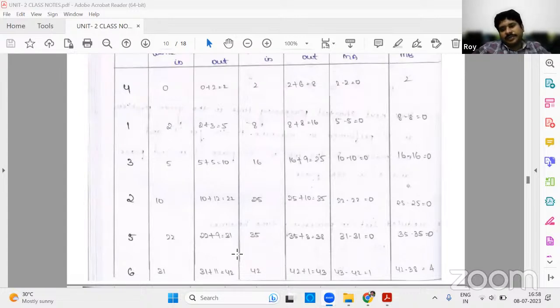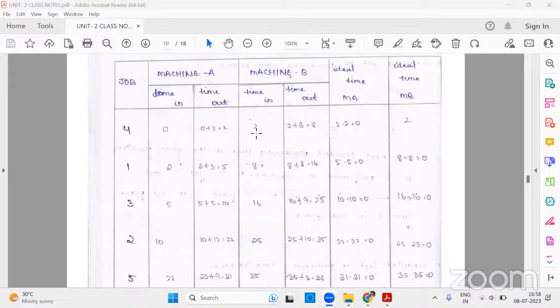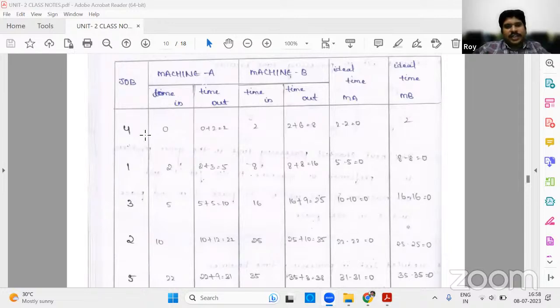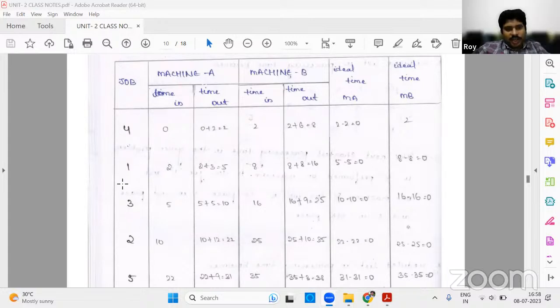Now coming to machine B. In machine B, what is the in time? 2 minutes. And why 2? Because machine B has to wait till the previous process is completed. And 2 will come here. And 2 plus, what is the time for job 4 on B? 6 minutes. 2 plus 6 is equal to 8. Now the 8 will be the in time for the next job. For job 1, how much time does it take to complete on machine B? 8. 8 plus 8 is equal to 16.